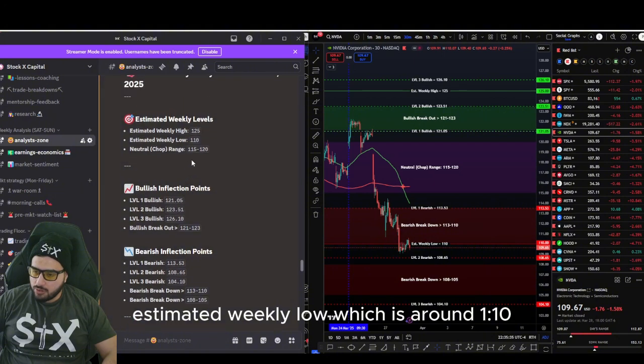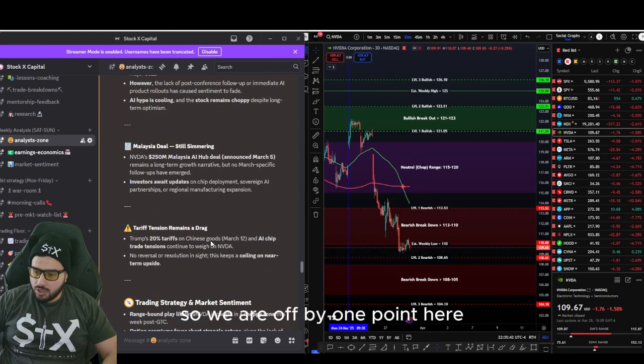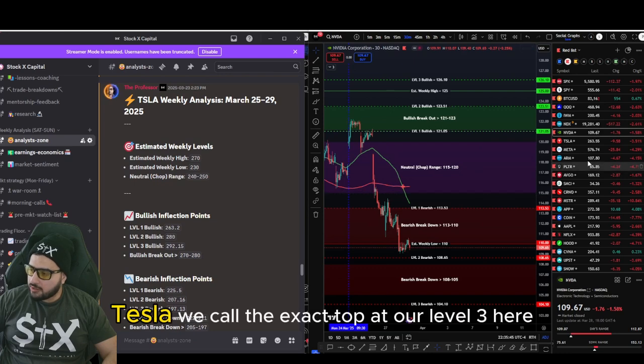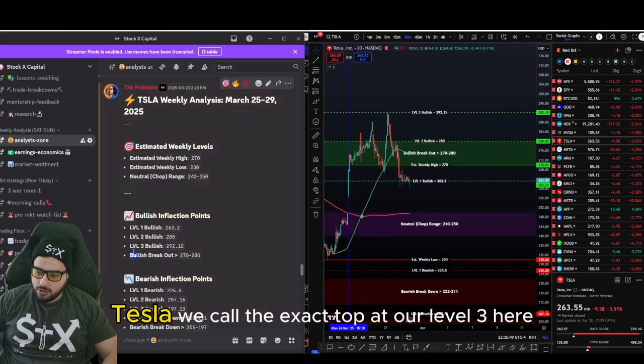Estimated weekly low, which is around 110, and its bottom was at around 109 for this week. So we're off by 1 point here. Tesla, we called the exact top at our level 3 here, 292.